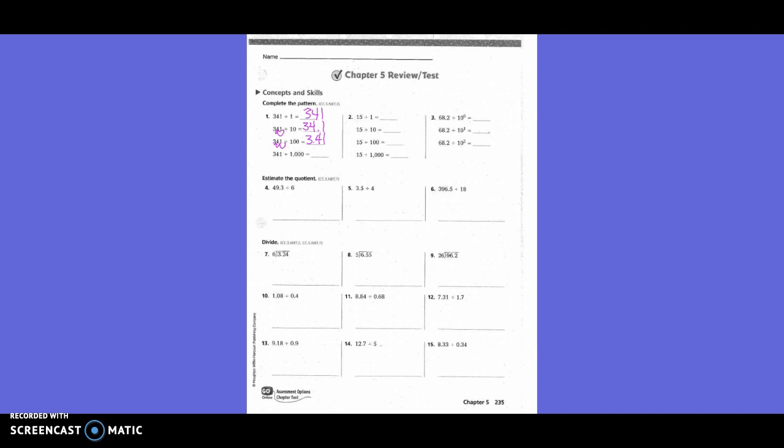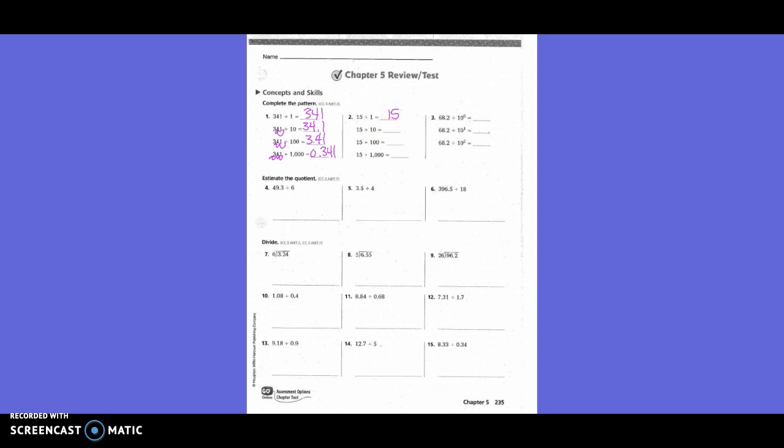How many places are we going to loop it to the left? 3. So I'm going to put my pencil here and go 1, 2, 3. So my answer is 0.341. 15 divided by 1 is 15.